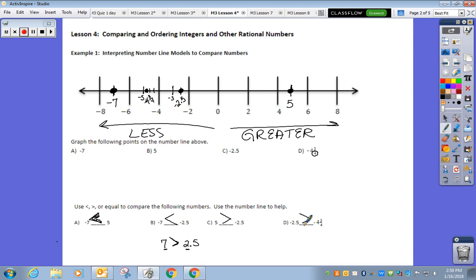If I'm using my opposites method, the opposite of -2.5 is +2.5. The opposite of -4 3/4 is +4 3/4. Looking at the whole numbers, 2 and 4, 2 is less than 4. So if I'm looking at the opposites, it would be the opposite direction.